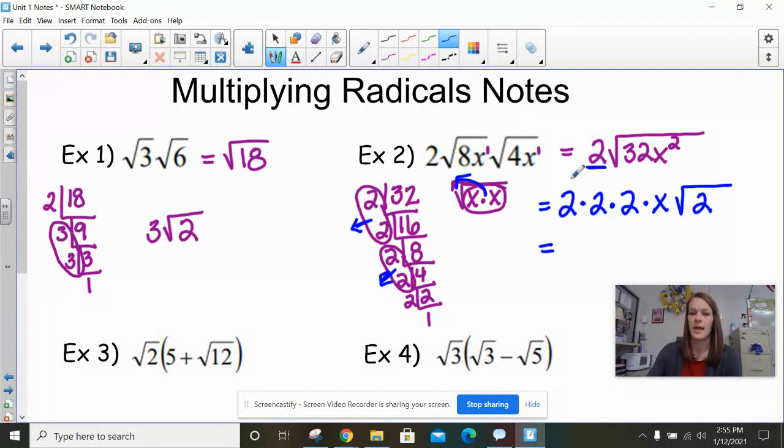So simplifying that, 2 times 2 is 4, times 2 is 8x with a radical 2. And that will be your final answer there.